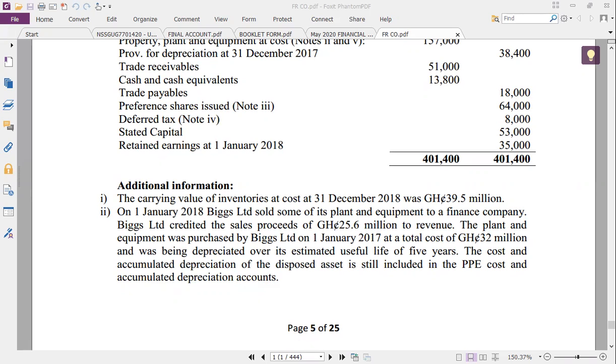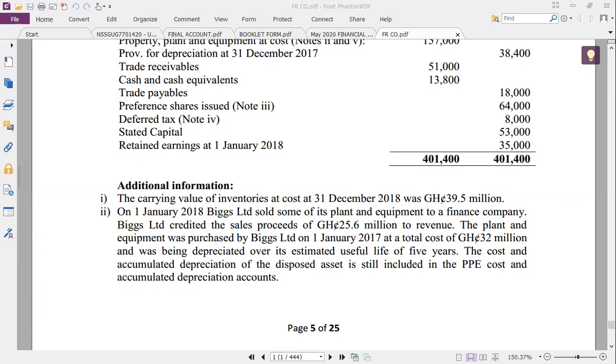So sale and lease back. This is sale and lease back under what? Under finance lease. Here we said that there's no sale. Good. There's no sale. So if they have included that figure in their sales, what do we do? We take it off, right?